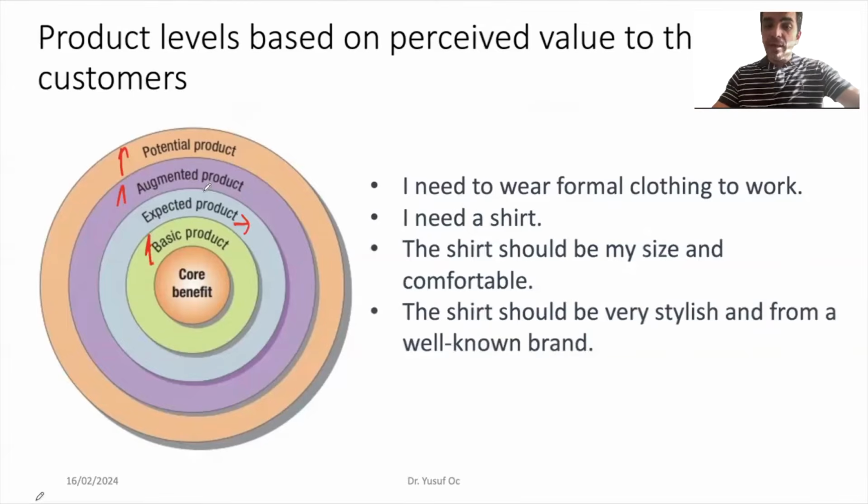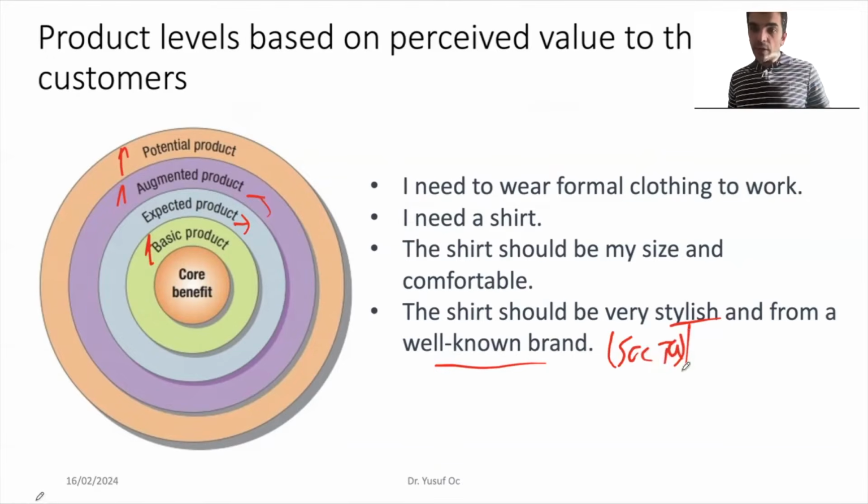And then in the other layer, for the augmented product part, you want the shirt to be very stylish and from a well-known brand. Why? Because of your social atmosphere, right? Because of your social surroundings, your friends, or maybe the work environment, people wear stylish, well-known brand shirts, and you want to be part of your community, okay? So that is the augmented product part.